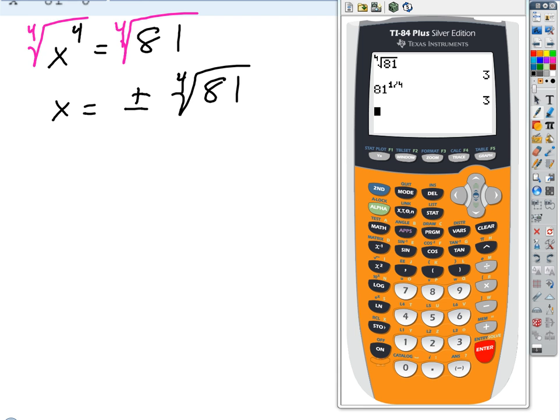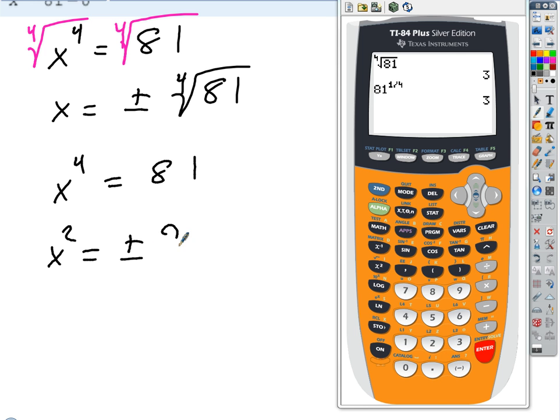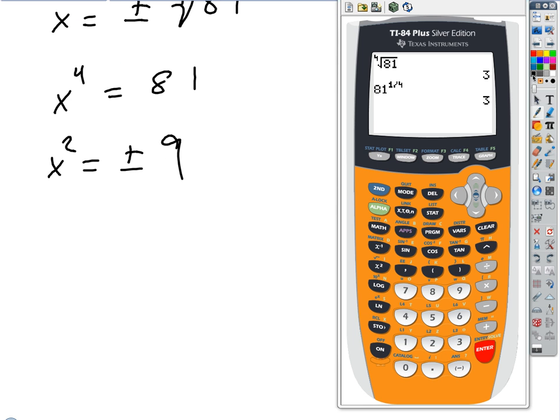I could start with my x to the 4th equals 81, and what if I square rooted both sides? What's the square root of x to the 4th? In other words, what squared is x to the 4th? X squared. Yeah, if I square root both sides, I'm going to get x squared equals plus or minus 9. So I get to take both of those answers. If x squared equals 9, what are my solutions? 3 and negative 3.